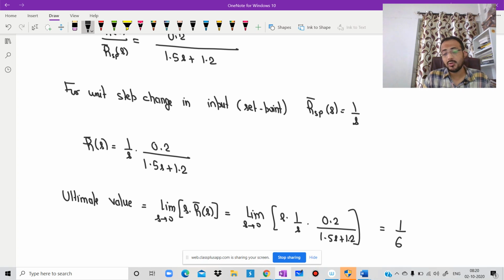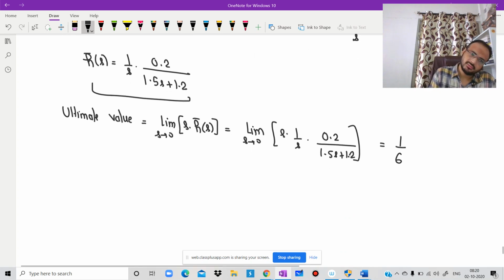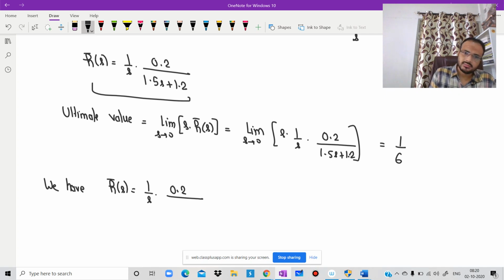But in this question, you need to calculate the time. So if you need to calculate the time, you need to take Laplace inverse of this equation. We have h bar of s is equal to 1 by s into 0.2 divided by 1.5 s plus 1.2.